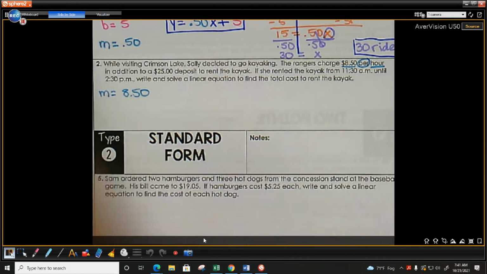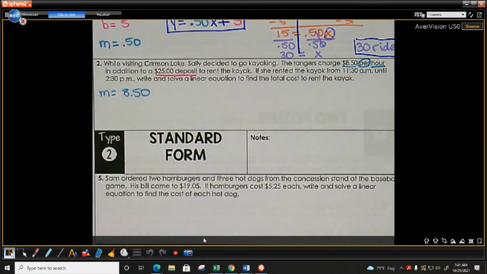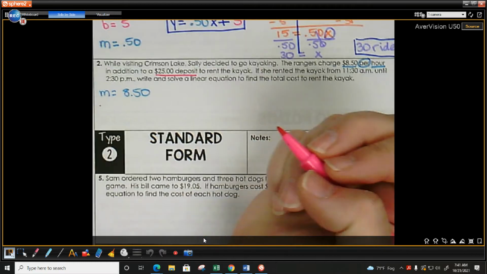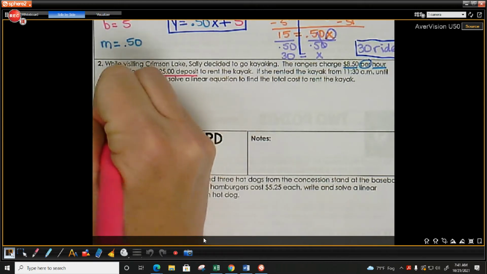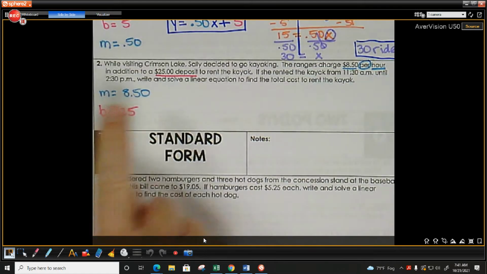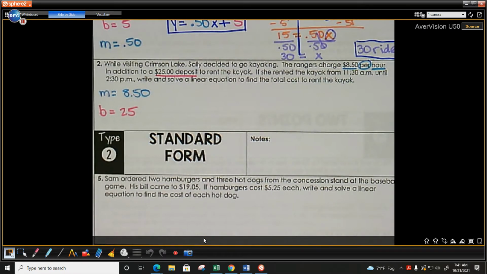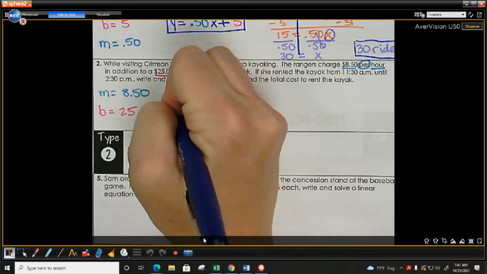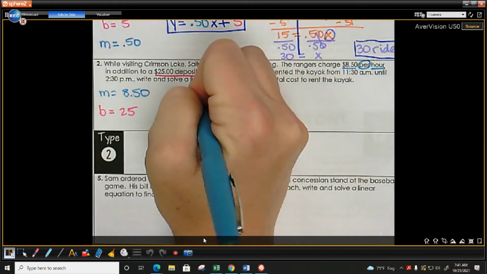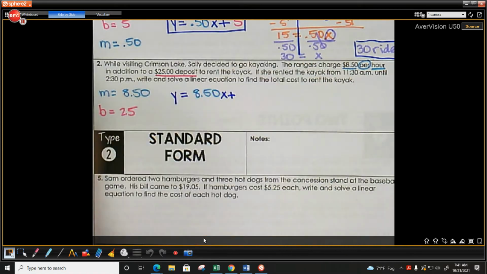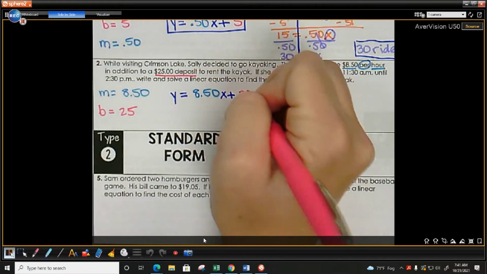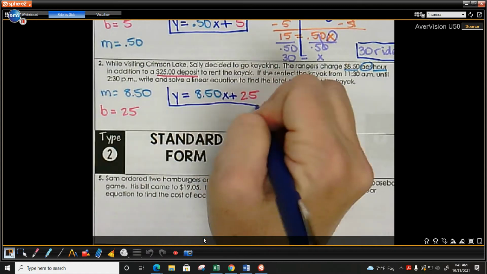Then it says in addition to a $25 deposit. Do you pay a deposit multiple times or just once? Just once. That's your base fee, your starting value. So that's your what? Your B. Very good. Your y-intercept. So I have my M and my B. Can I write my equation? Yes. Y equals M X plus B. And there is my equation.